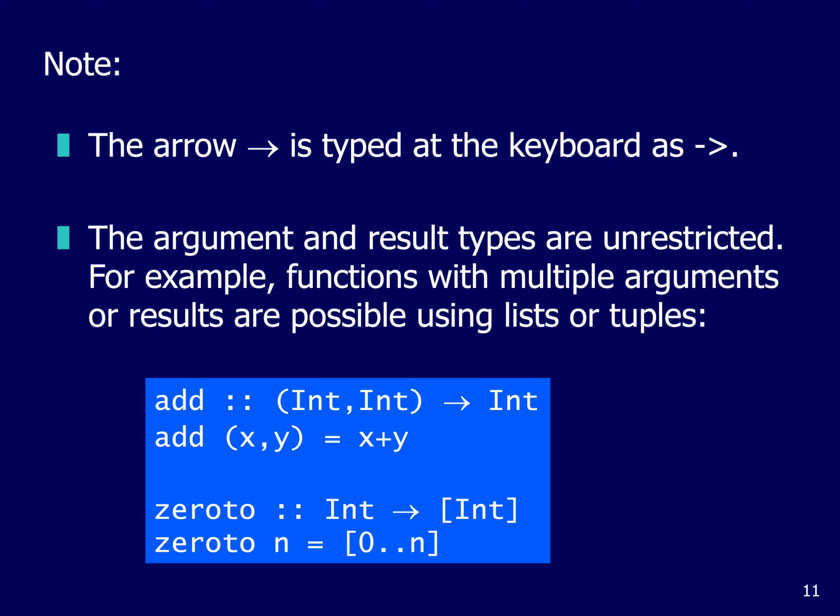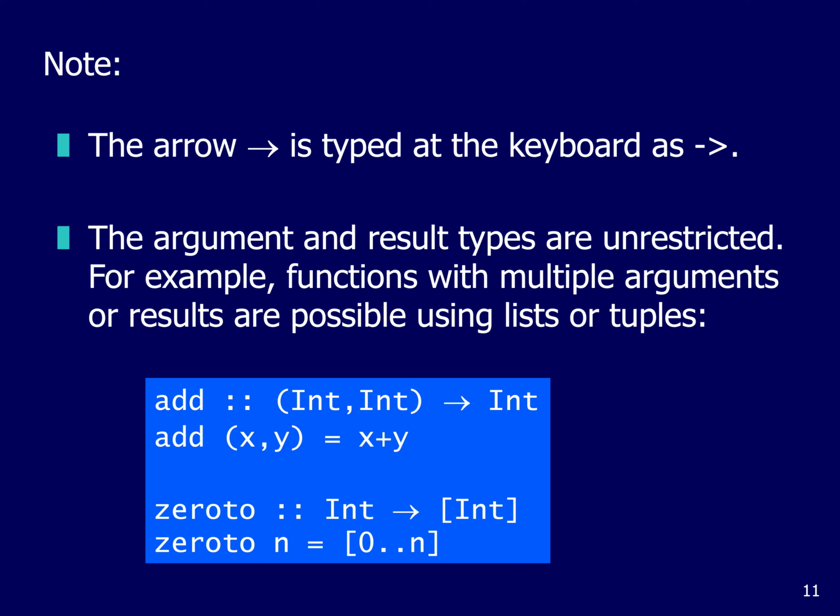The first point to note is that the arrow, which is the mathematical function arrow, is typed at the keyboard as a minus sign followed by a greater than sign. I quite like to use the mathematical symbols for various things in this course, but all of them can be typed on a keyboard in an obvious way like this. And the second point calls back to what we were just thinking about. The argument and result types are unrestricted for a function. So this means, for example, functions with multiple arguments or multiple results are possible by the idea of passing in or returning lists or tuples.